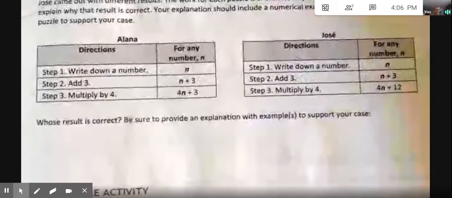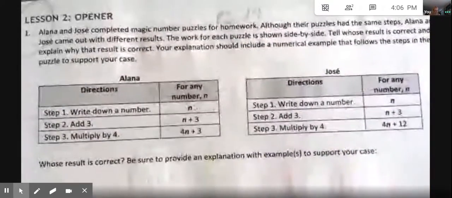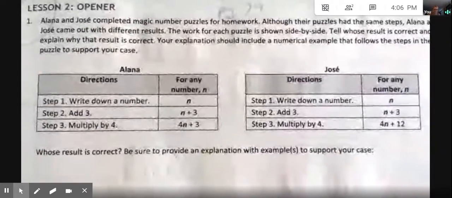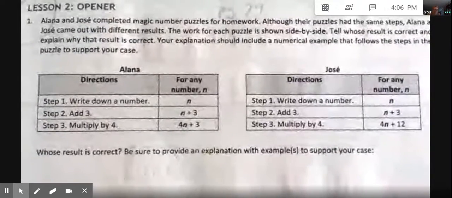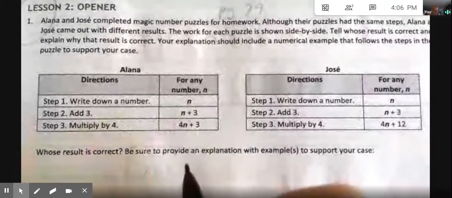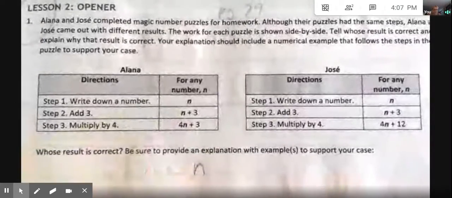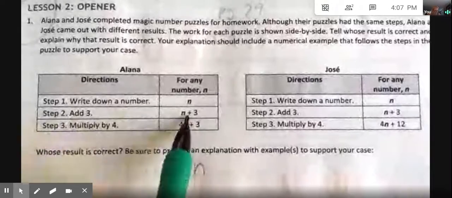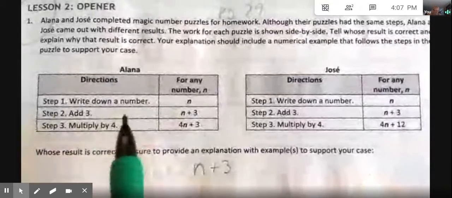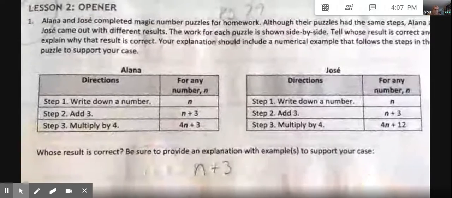On page 79, we are supposed to decide who is correct, Alana or Jose. So it says to write down a number. So let's go ahead and write down a number, n. There's our number. And we're going to add 3 to it. And now we're going to multiply by 4.